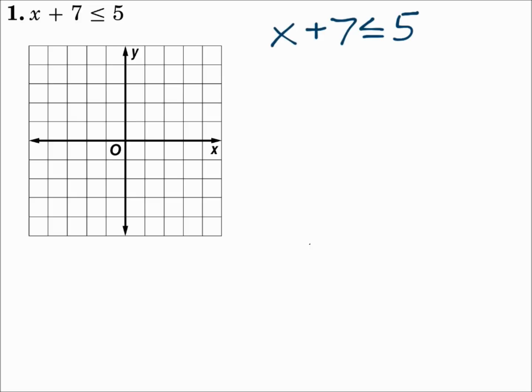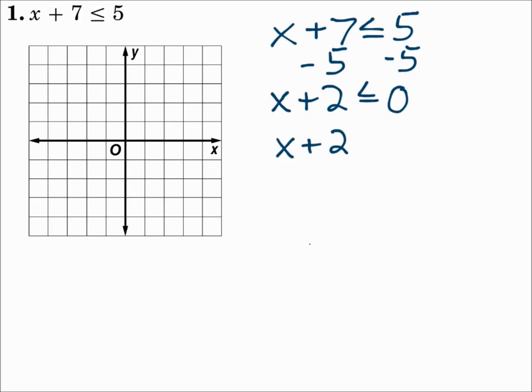Get everything on one side. We can move everything to the left. So to move the 5, we'll just subtract it from each side. Step 2 is replace the 0 with a y. Now we graph. To graph though, let's get the y on the left, so let's flip this whole inequality around. Make sure you flip the less than to a greater than.